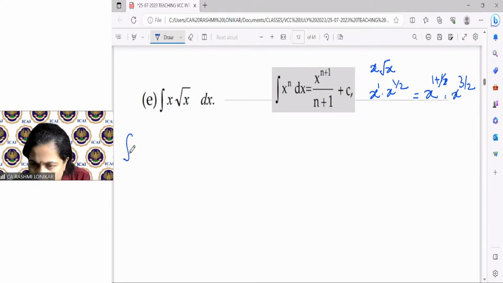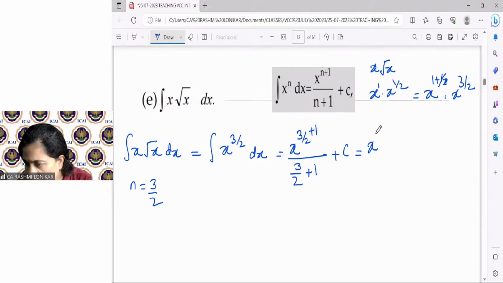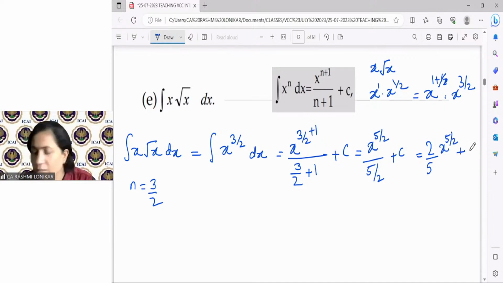Okay, so that I have integral x root x dx can be written as integral of x raised to 3 by 2 dx. How much will my n be? n is 3 by 2. Okay, from this formula, this will be equal to x raised to 3 by 2 plus 1 upon 3 by 2 plus 1 plus c, which is equal to x raised to 5 by 2 upon 5 by 2 plus c, which is equal to 2 by 5 x raised to 5 by 2 plus c. Okay.